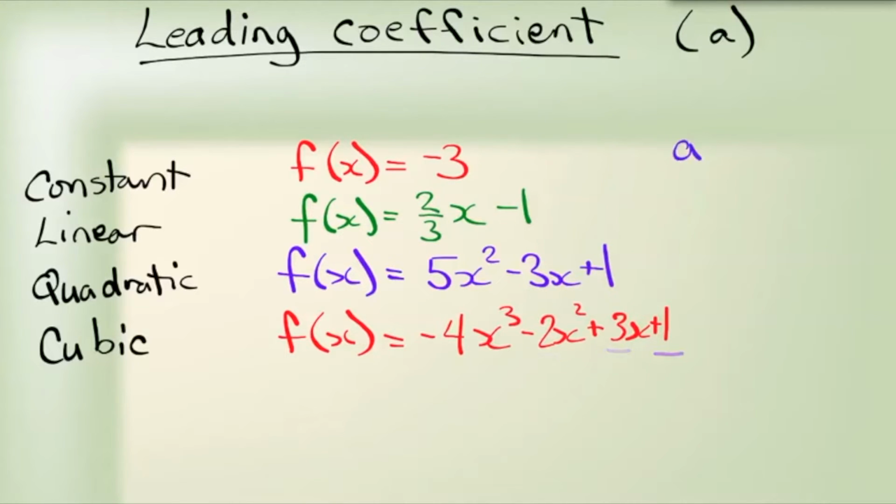In this case, my leading coefficient, also referred to as a, is minus 3. In the linear function, my leading coefficient is 2/3. On my quadratic function, my leading coefficient equals 5. And on the cubic function, my leading coefficient equals minus 4. Let's talk about what we can figure out using the leading coefficient. When we're looking at the leading coefficient, you have to remember your quadrants. On our xy coordinates, this is quadrant 1, that's quadrant 2, that's quadrant 3, and that's quadrant 4.